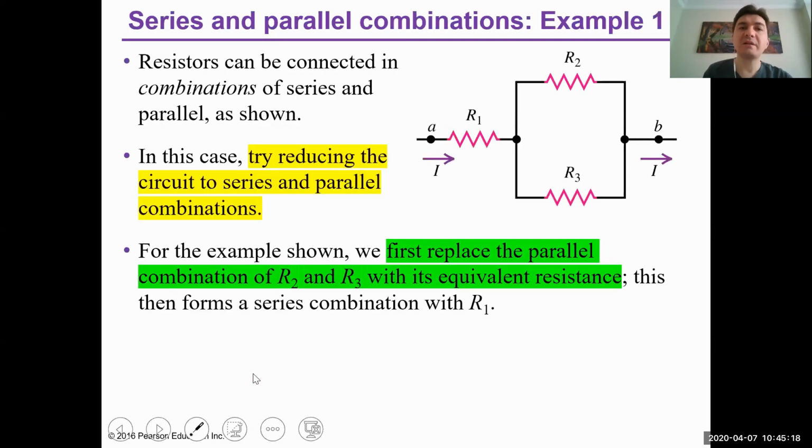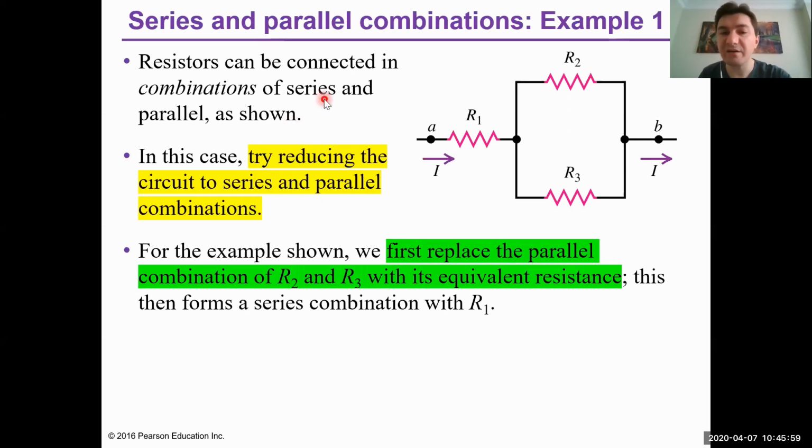So now let's talk about combinations of series and parallel connected resistors. Here we have one resistor and two other resistors. These two are connected in parallel, and they and this one are connected in series. So how do we get the equivalent resistance here? We have a main method to get the equivalent resistance of such circuits: try reducing the circuit to series and parallel combinations.